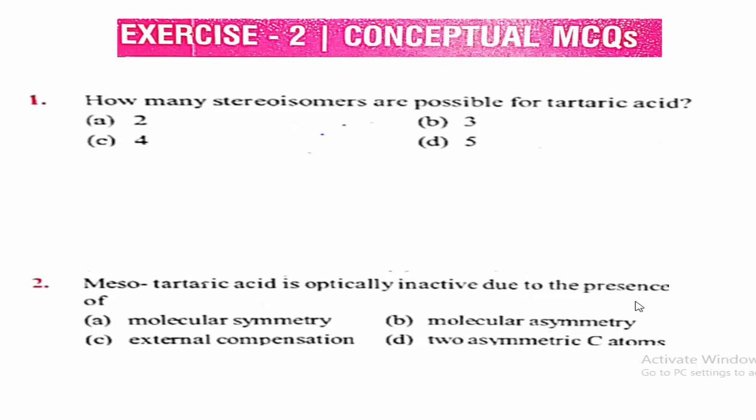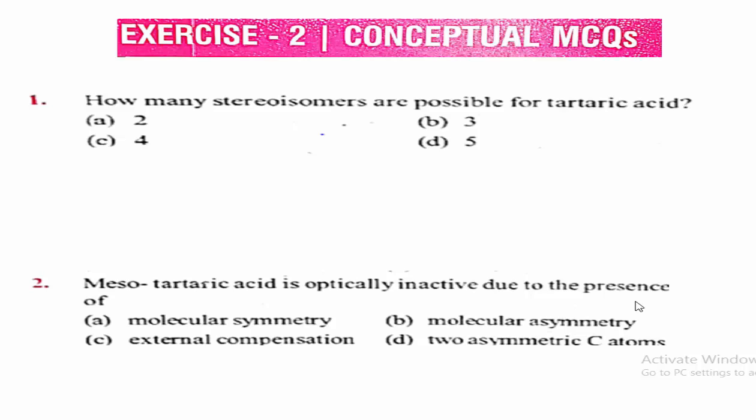So, students, when you come to the point of this question, stereoisomers possible in tartaric acid, first you should know the structure of tartaric acid. And one more thing you remember here: tartaric acid is an example of a symmetrical molecule having two asymmetric carbon atoms. Remember, tartaric acid contains two asymmetric carbon atoms. In such a case, the number of optical isomers you can calculate by using one formula.